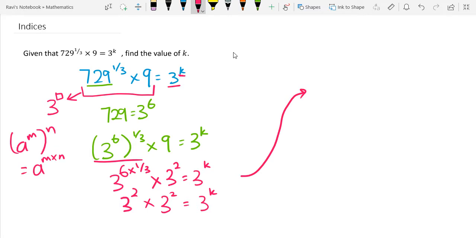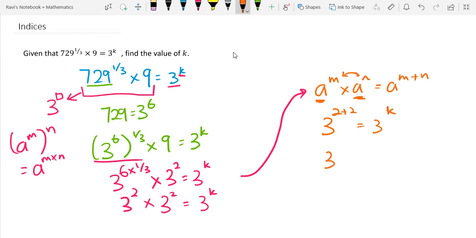And now we need to invoke the rule that says a^m times a^n is equals to a^(m plus n). So this rule says that if both the bases are the same, the powers can be added together. So applying that here, I have 3 to the power of 2 plus 2 equals to 3 to the k. So 3 to the power of 4 is equals to 3 to the k. And if both the bases are the same, it also means that both the powers are the same. So the answer is k is equals to 4.